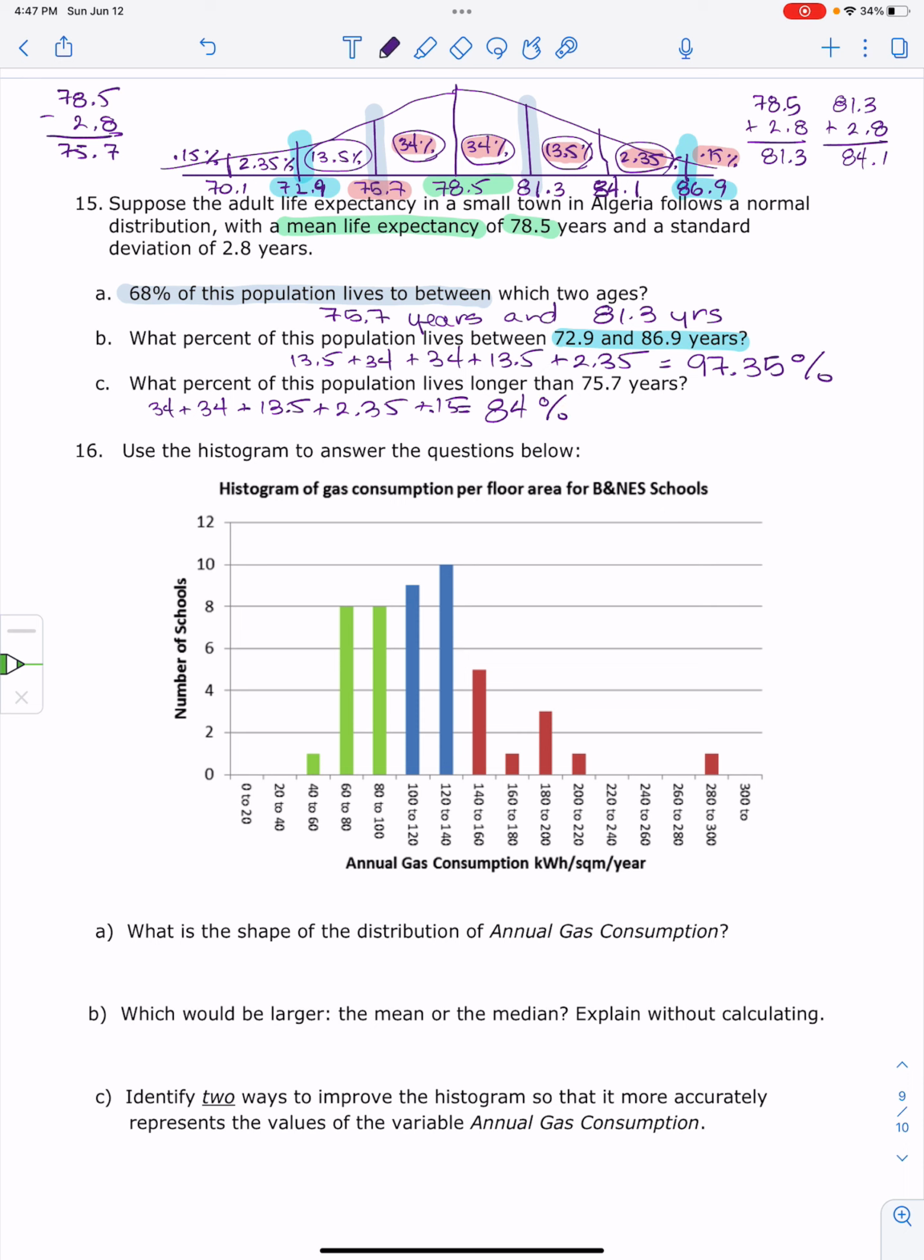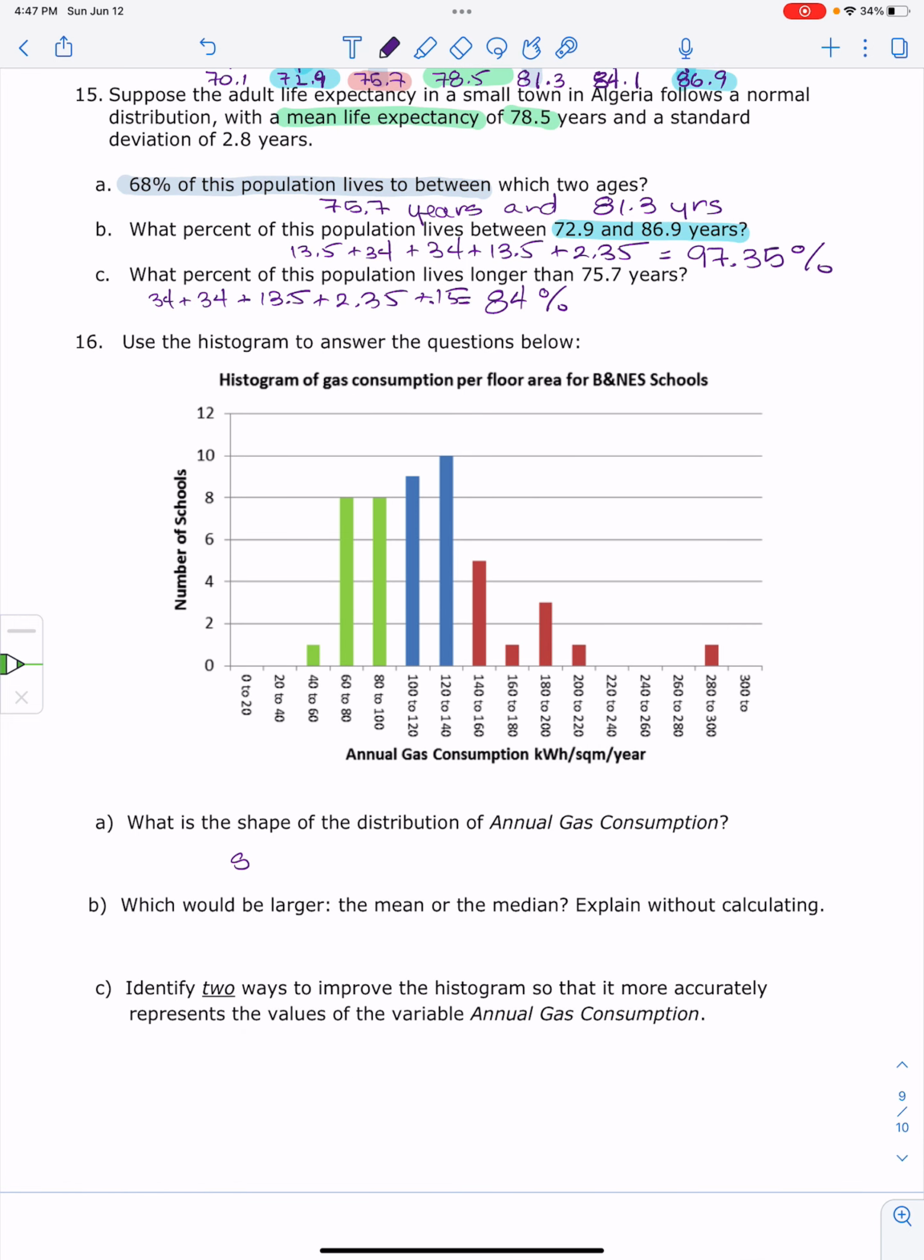Final question. We're going to use the histogram to answer the question below. We've got a histogram of gas consumption per floor area for BNNES schools. We've got labels here. The bottom is annual gas consumption of kilowatt hours per square meter per year. And on the vertical axis, we've got the number of schools. So the shape of our distribution is skewed right. We do have one school that seems to use a lot more energy than the other ones.